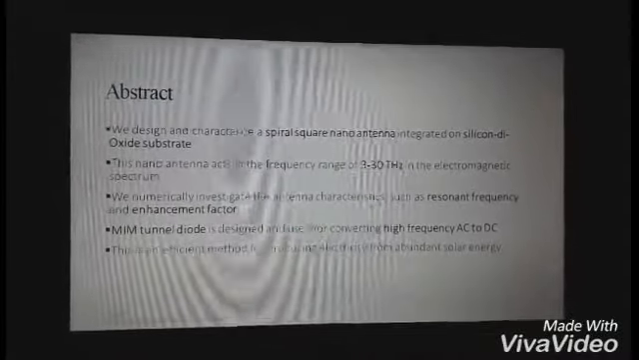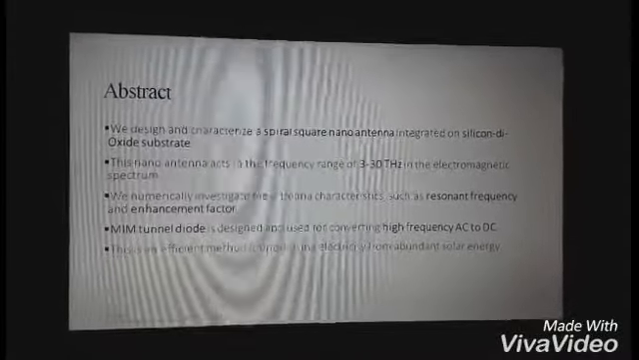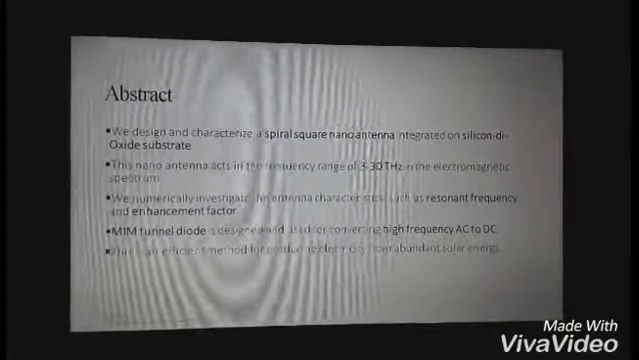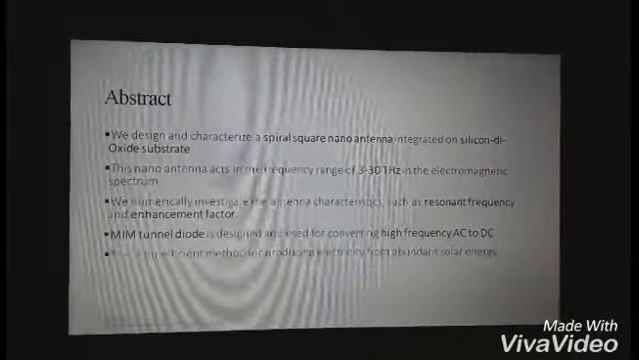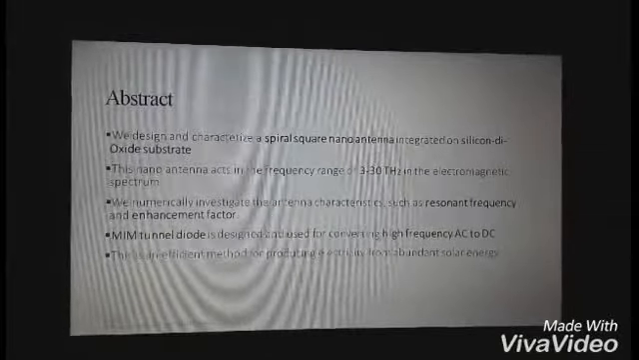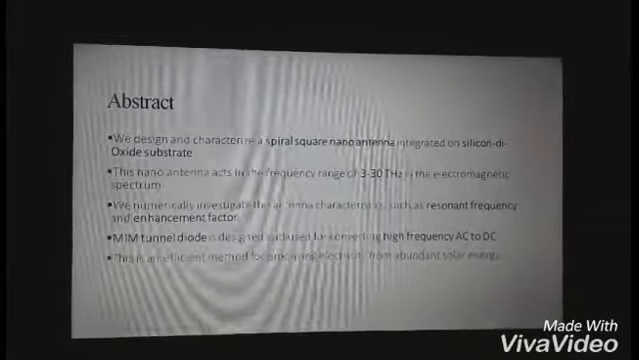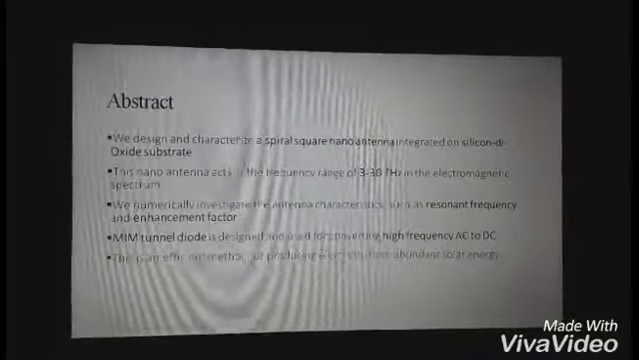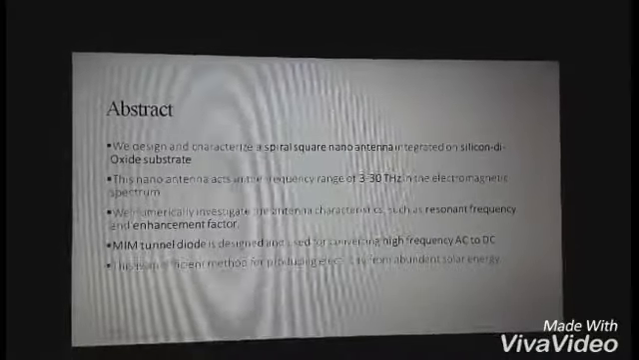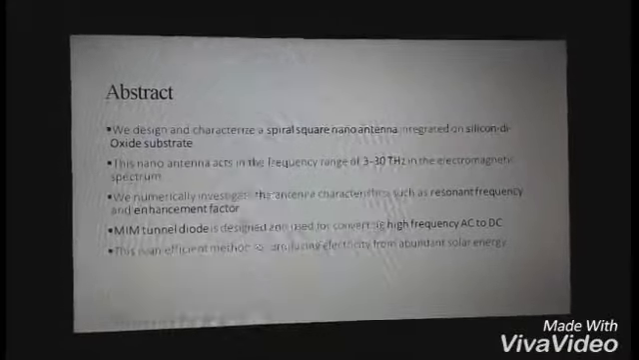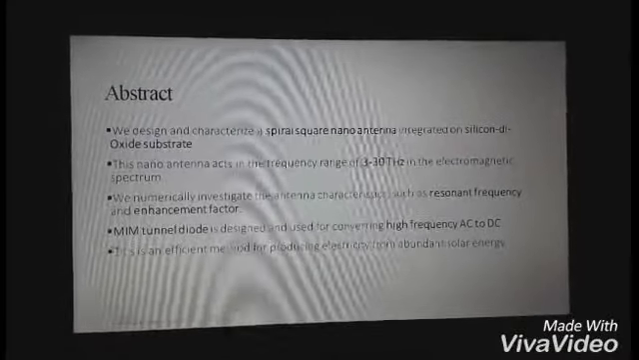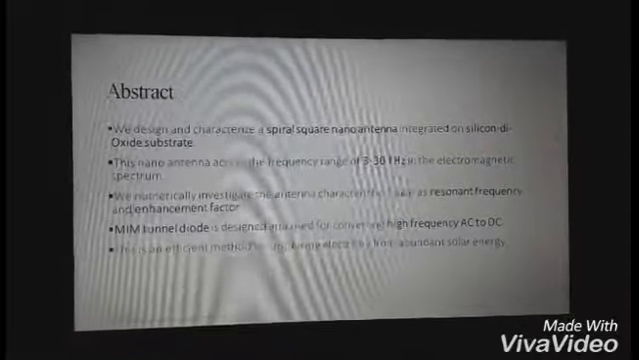In this project, we have designed and characterized the Spiral Square Nano Antenna on a silicon dioxide substrate. This antenna operates in the frequency range of 3 to 30 terahertz. In this, we have investigated the antenna characteristics like resonant frequency and enhancement factor. Then we have designed the MIM tunnel diode, which is used for converting high frequency AC signal to DC signal. This is an efficient method for producing electricity from abundant available solar energy.